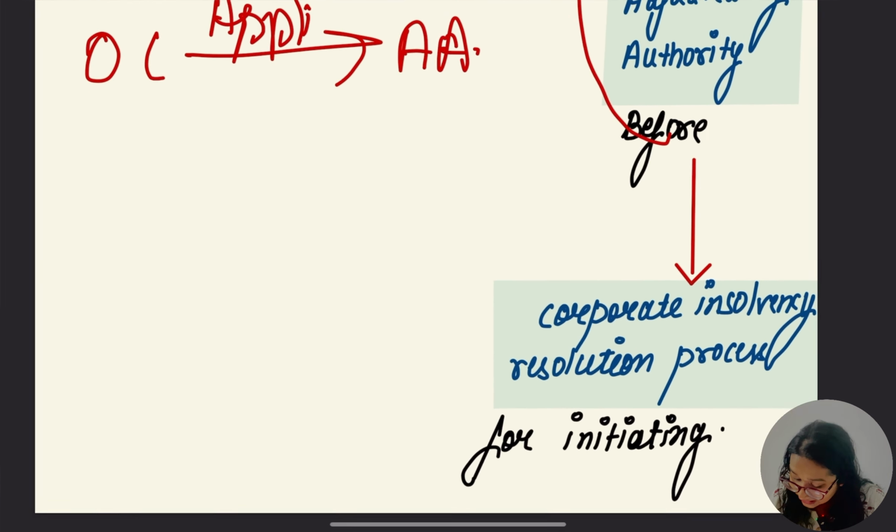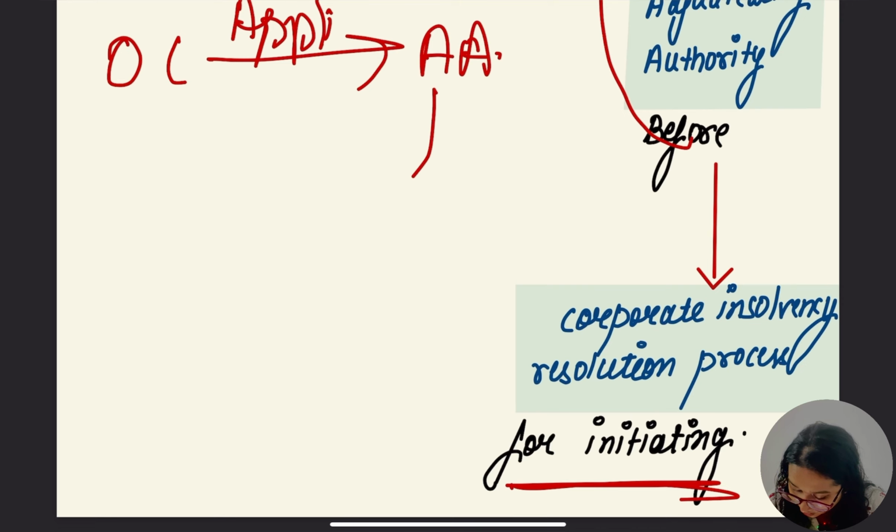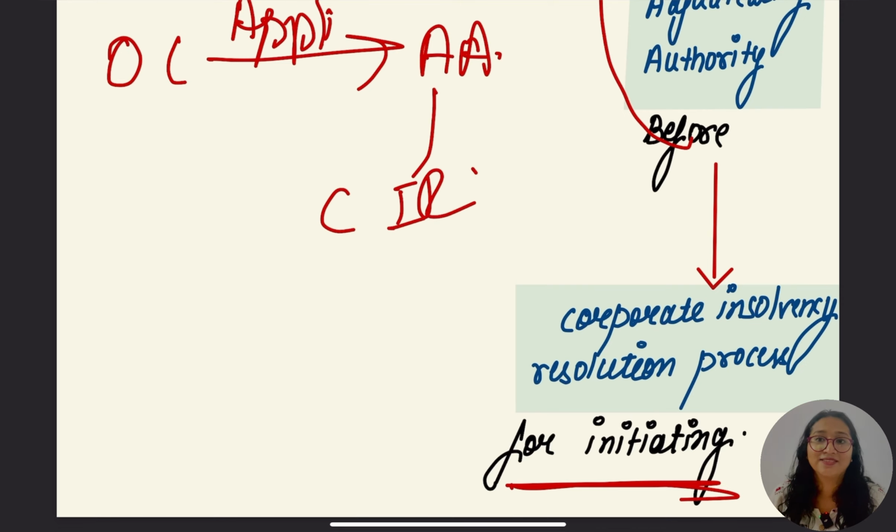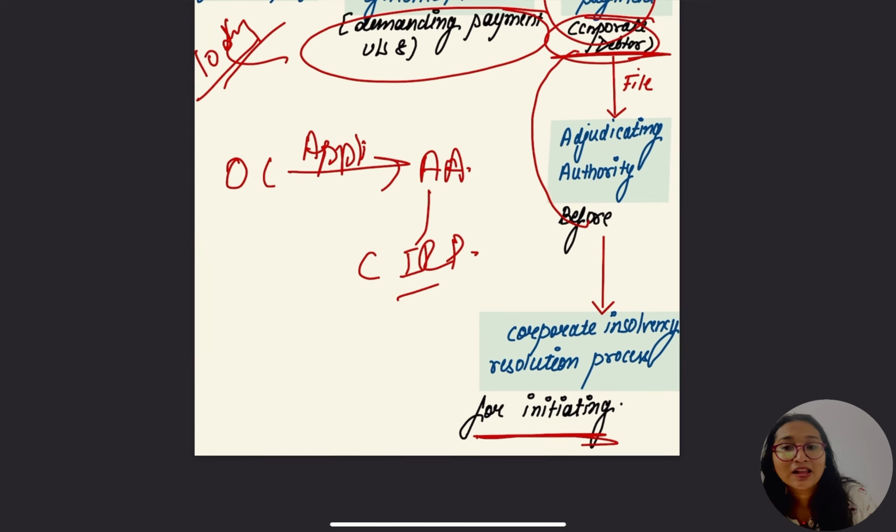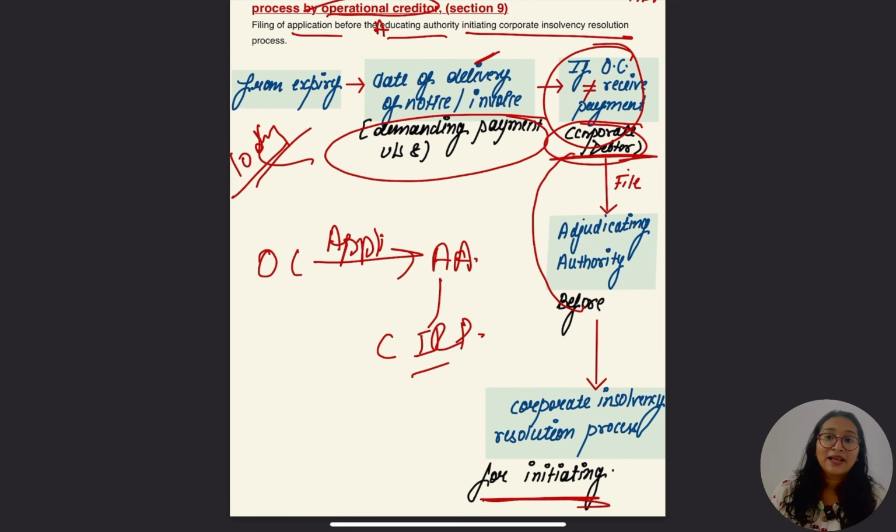For initiating the corporate insolvency resolution process, first of all, before applying, the application to whom? To the adjudicating authority, they have to inform the corporate debtor. Look at the default which you have done, you have to make the payment. They have to make the request to the corporate debtor first of all. Once they are done with requesting, now they can directly apply to the boss.